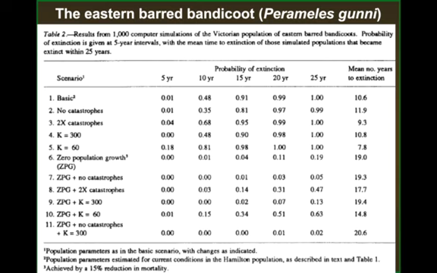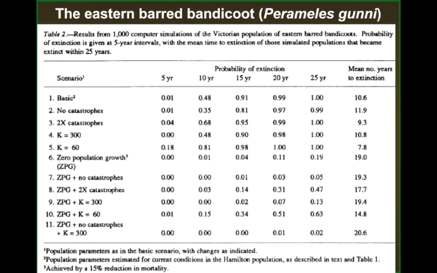If you look right below that, scenario number 2 is exactly like the basic model, except they took catastrophes out. Scenario 3, they doubled the catastrophes. And you can go down through the list, and they had 11 different scenarios that they looked at. And then they looked at the probability of extinction at 5 years, 10 years, 15 years, 20 years, and 25 years, and also calculated the mean number of years to extinction under all of these different scenarios.